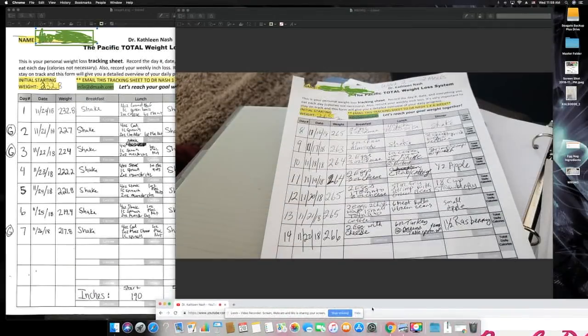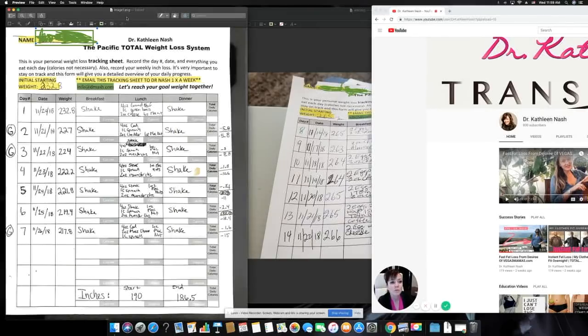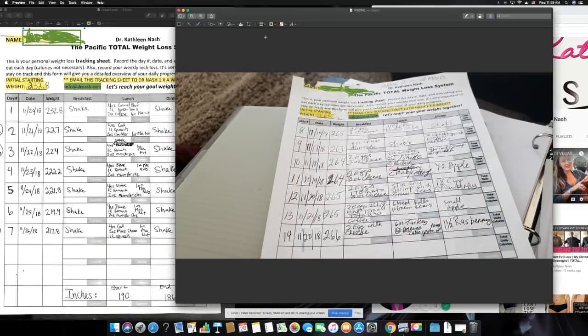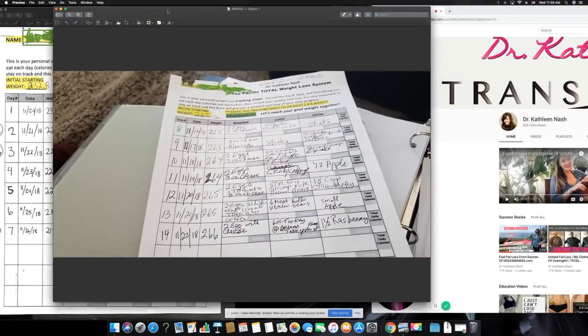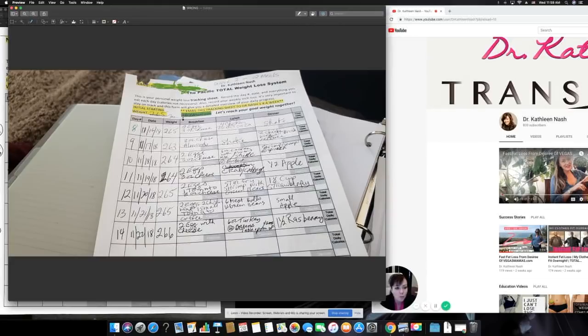Let's talk about how to do it versus how not to do it. So the first thing I'm going to show you, well, actually, no, I'm going to show you the wrong one first. So here's how not to do it, unfortunately, okay? Here's a client of mine who sent me her food logs. She's only in her second week of the program, right?